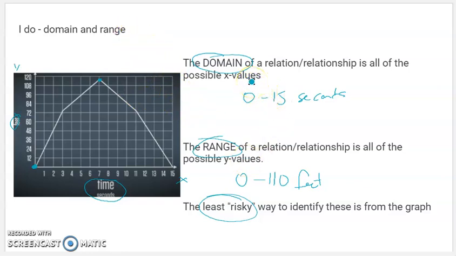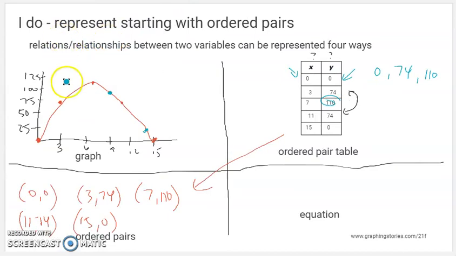If you want to feel really good about it, watch it again. Make sure you feel good about the words domain, range, relation, relationship, and graphs and ordered pairs. Once you have all that in mind, I think you'll be in good shape. We'll do your we do's tomorrow in class, and I'll see you then.